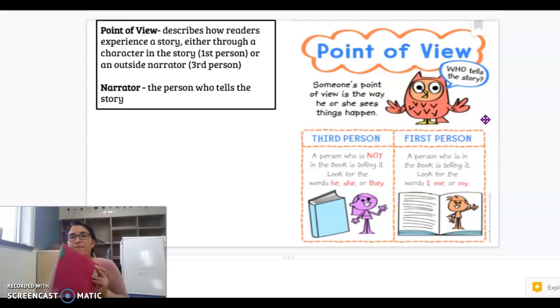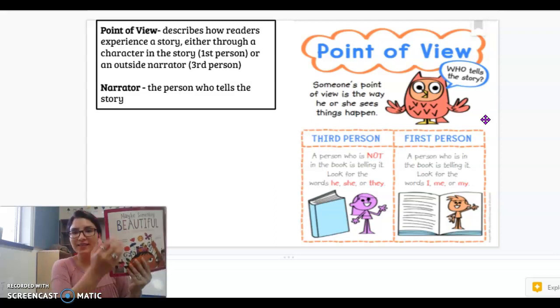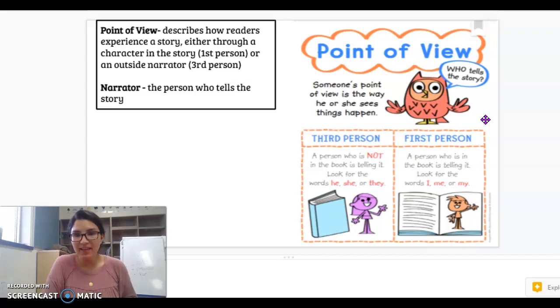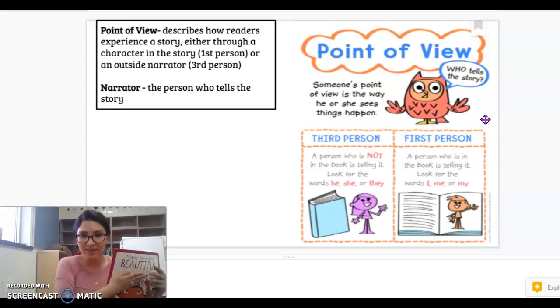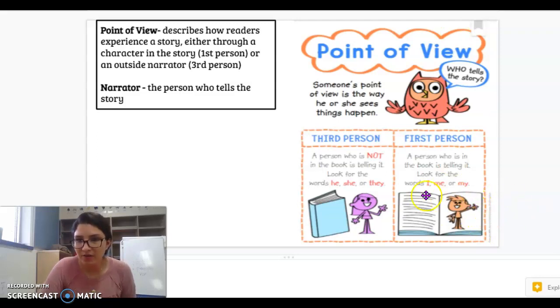So, first person point of view, hold up one finger. A person who is in the book is telling it. So we look for words like I, me, my. Okay, so do this with me. First person point of view is a character in the book. Who are they? A character in the book. We look for words like I, me, and my. Okay? So look at this little picture right here. It's a character in the book for first person.